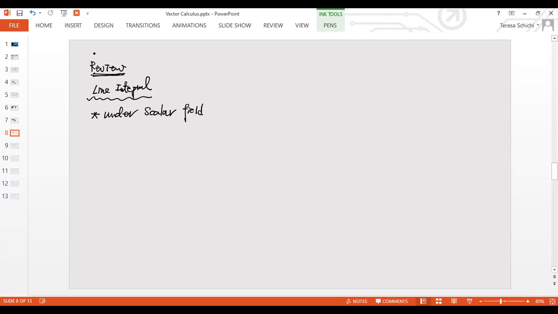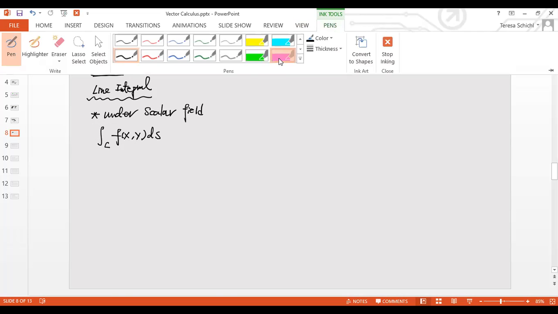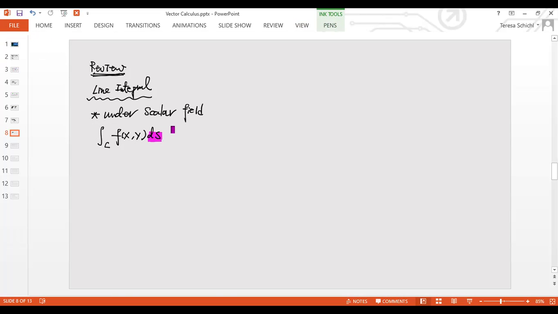So we use this notation. If you give me a curve C, for example in R2, then we have the integral of f(x, y) ds. Be careful: you use the arc length to do that.